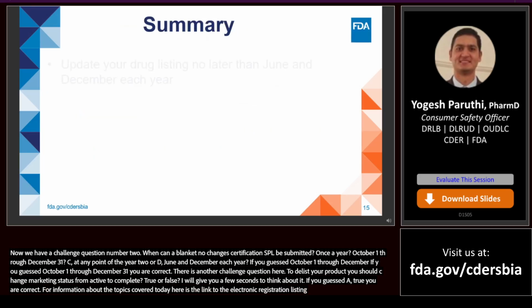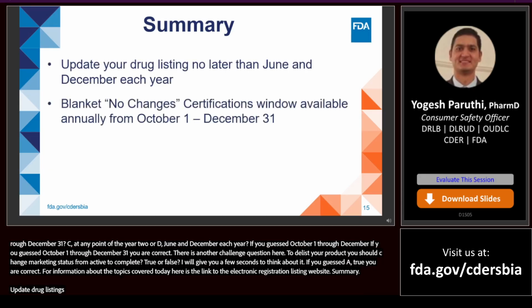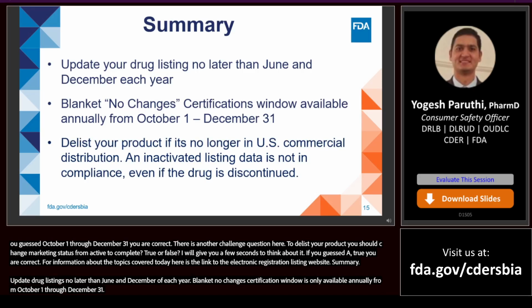Summary. Update your drug listing no later than June and December each year. Blanket no changes certification window is only available annually from October 1st through December 31st. Delist your product if it's no longer in U.S. commercial distribution, and inactivated listing data is not in compliance even if the drug is discontinued.